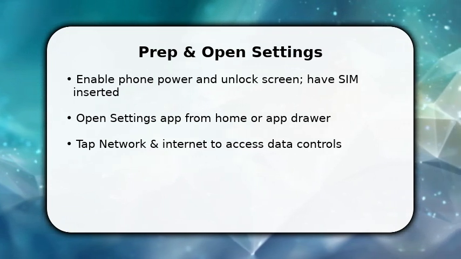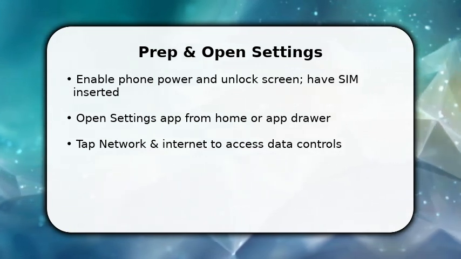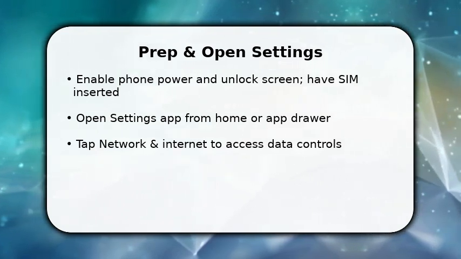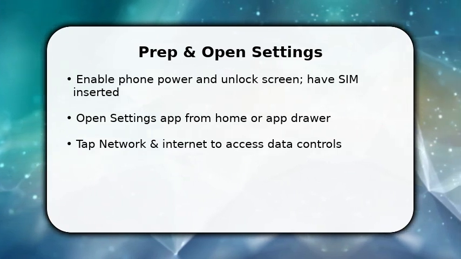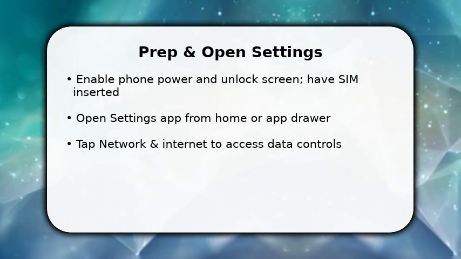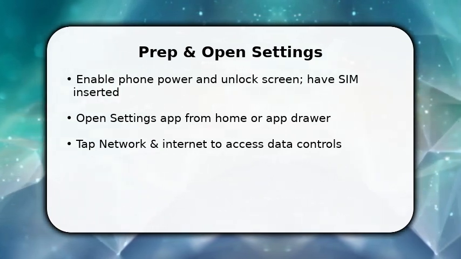Now open Settings from the home screen or app drawer and tap Network and Internet. This is where mobile data settings live. Once there, you're ready to select SIM settings or mobile network. Do that now so you can change which SIM uses mobile data and view APN options.